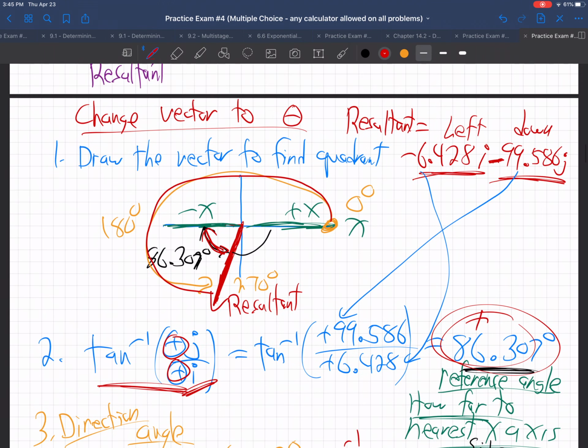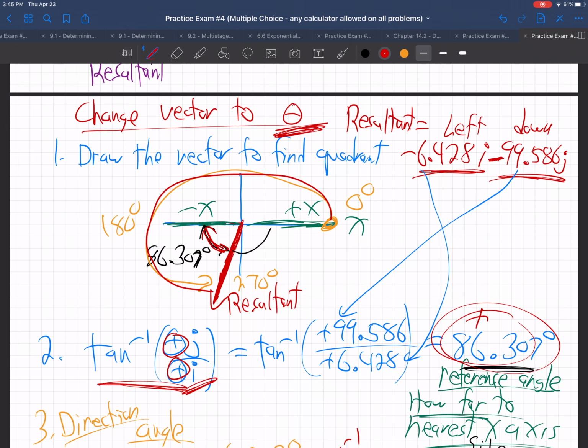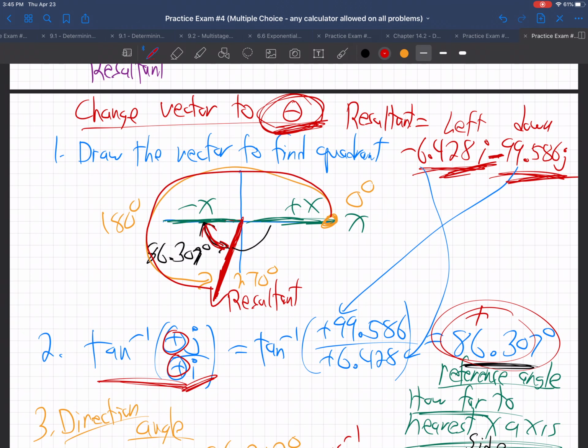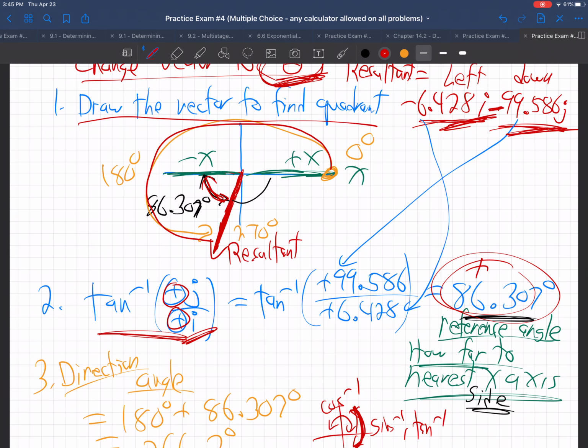So this is for all the problems in which you want to get an angle. When you have an ij vector and you want to get an angle theta. There's at least 2 or 3 of those on the exam. Very important that you know this process. Step 1, draw the vector to find the quadrant. Do tangent inverse of both positive. Get a positive answer. Know that's a reference angle. That's how far to the nearest side of the x-axis.